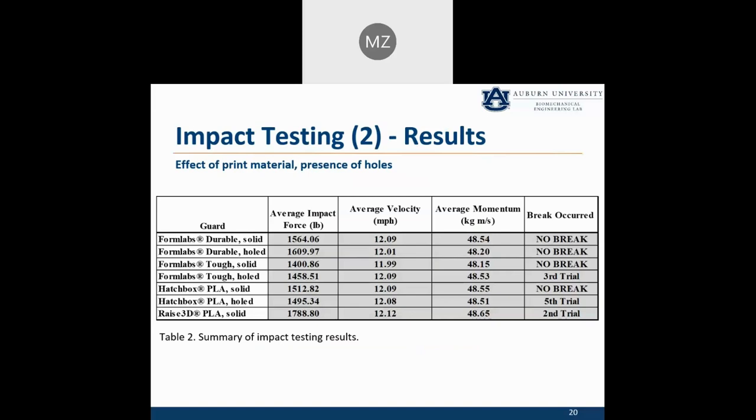So really the take home here is that the SLA print method is sufficient. The Hatchbox brand FDM print method solid version is sufficient. You start to see some loss in strength when you introduce holes. But interestingly, the Raise 3D brand of PLA did not perform well, and that was the solid version. So you can see it is important to consider the brand or the manufacturer of the material that's being used for this particular type of application.